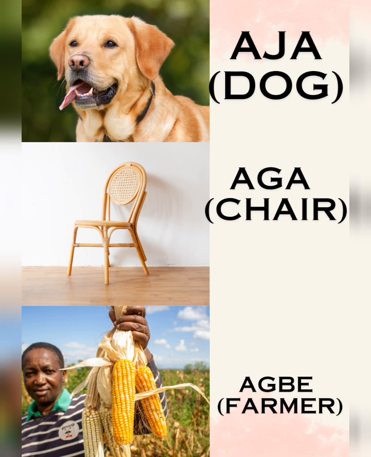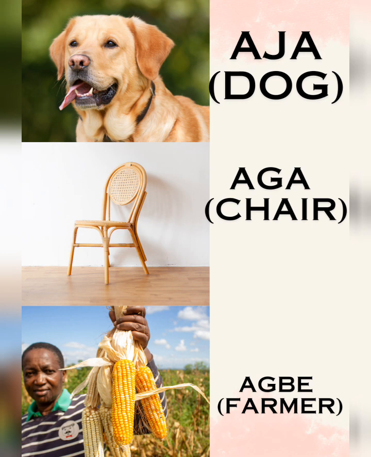The third illustration here, you can see a farmer displaying his agricultural produce. So, farmer in Yoruba, we call it Agbe. The A is still going to work in Agbe. A for Aja, A for Aga, A for Agbe. Agbe is a farmer. So in Yoruba language, we call it Agbe.